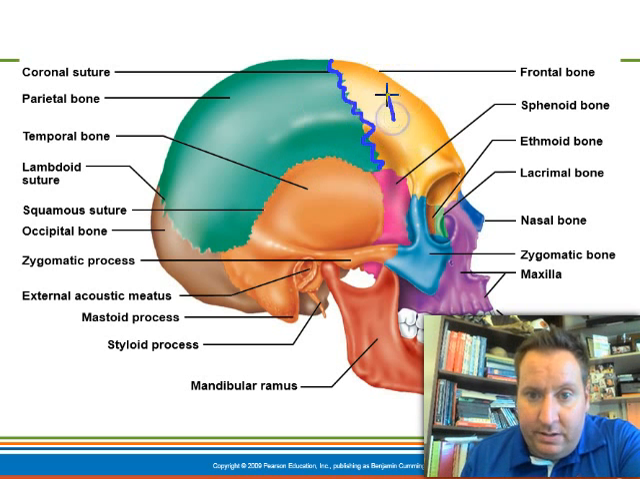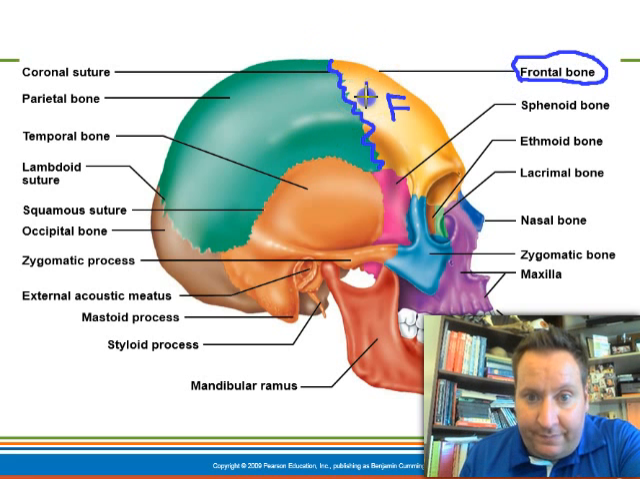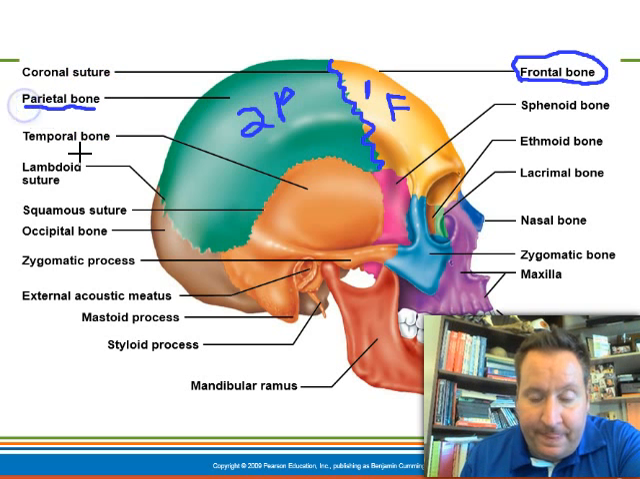This bone right here, towards your forehead, is your frontal bone. They're labeled with an F. So that's your frontal bone. You have one frontal bone. You have two parietal bones. This green bone right here that I'm labeling with a P is called your parietal bone.